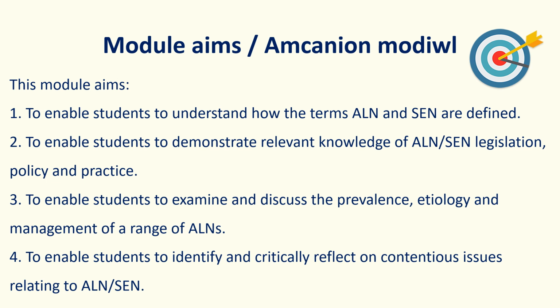As we saw in the previous slide, we will talk a little bit about the prevalence, the etiology, in other words, the cause and management of a range of additional learning needs. In particular, we will focus on needs including dyslexia and ASD, for example. But again, as I said previously, as a group, you will have the opportunity to inform and shape the discussion as to what we consider. And we will also think along a range of contentious issues. For example, should we label students? Where should students with ALN be taught, and how should they be taught, for example?